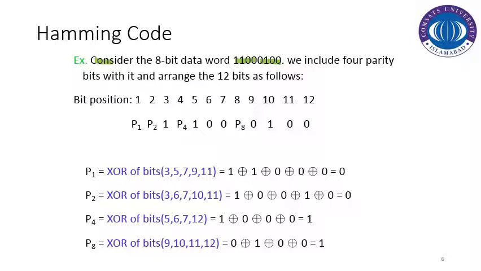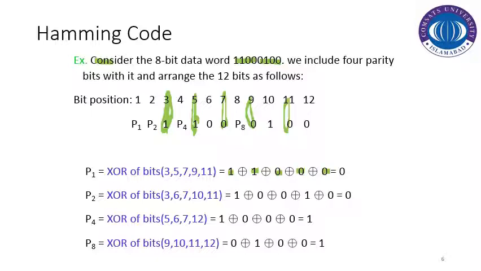that is bit placement number 3, bit placement number 5, bit placement number 7, 9 and 11. So at bit placement 3 we've got 1, then we've got 1 at bit placement 5, then we've got 0 at bit placement 7, 0 at 9 and 0 at 11.